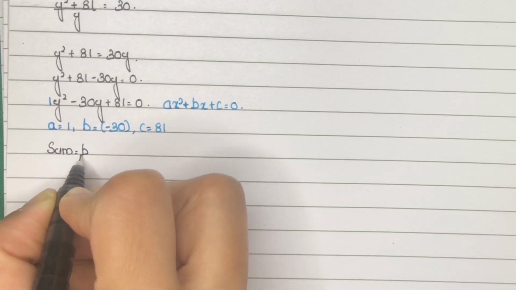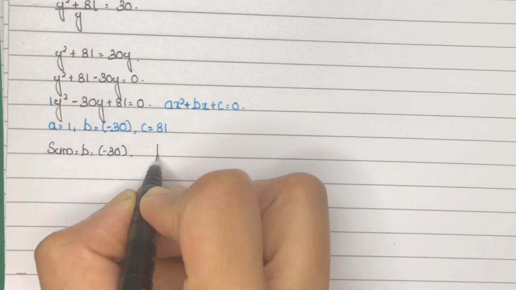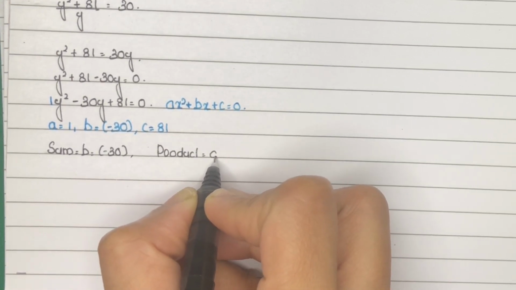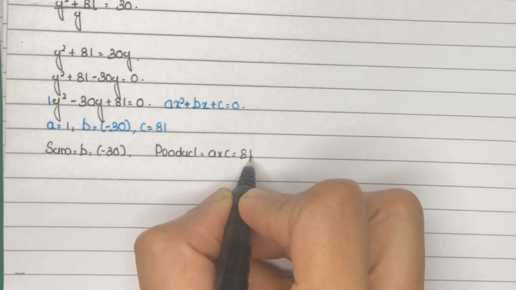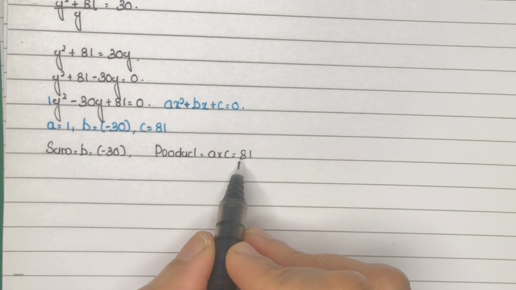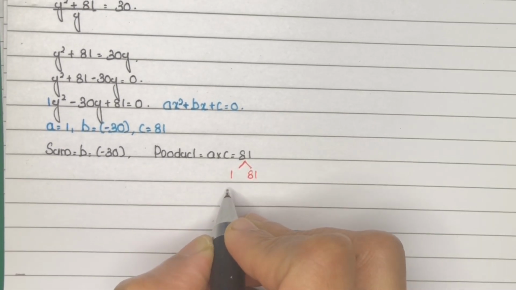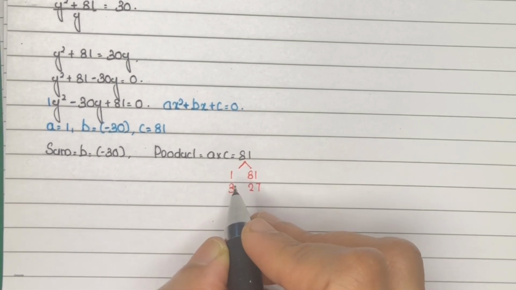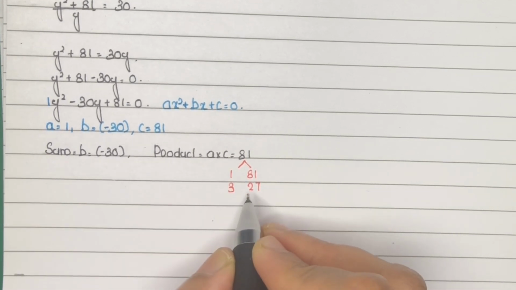Sum is equal to b, equal to minus 30, product equal to a into c equal to 1 into 81, 81. Next split product and find the numbers. 1 into 81 is 81. Not divisible by 2. Next, 3 into 27 is 81 and 3 plus 27 is 30. So 3 and 27 are the numbers.